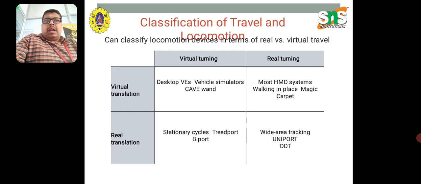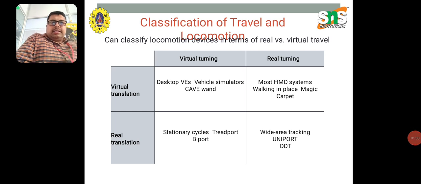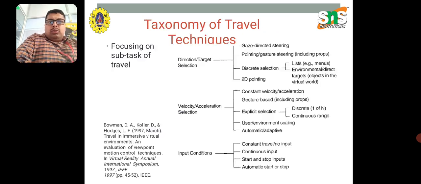Next, classification of travel and locomotion. We can classify virtual turning, real turning versus virtual transition and real transition. When we combine virtual turning with virtual transition, we have desktop VEs, vehicle simulators, and a joystick that will be used. Whereas virtual transition and real turning will mostly use head-mounted displays with a walking-in-place or magic carpet technique. And we have real transition with virtual turning. We will have stationary cycles, treadports and bipeds. Whereas in real transition, real turning, we will be using wide area tracking, Uniport or omnidirectional treadmills, ODT.